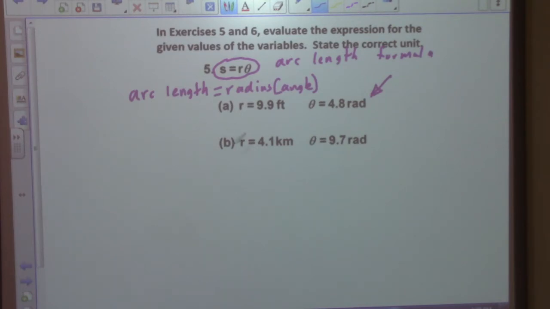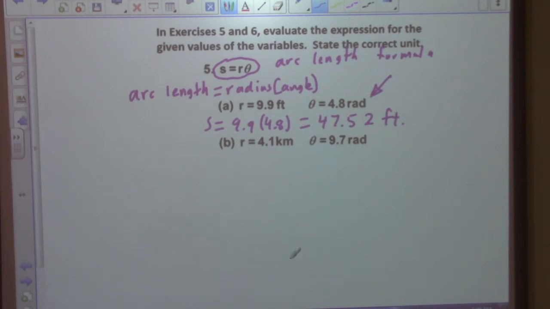So all we have to do for problem A, for instance, is say the arc length, S, is going to be equal to 9.9 times 4.8. And it's going to be 47.52, is that right? Anybody put that in a calculator? Yeah. Is that it? I just happen to remember from 5th period. That's how I remember it.